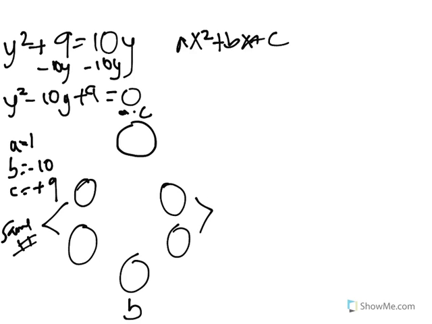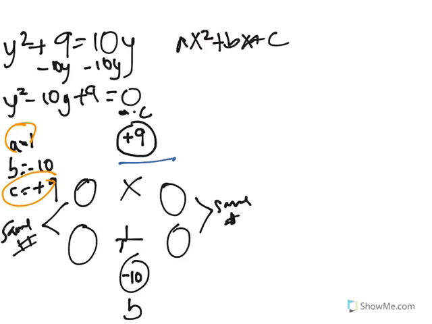Okay, great. So a times c is positive 9. So positive 9 is going to go up here. And then b is negative 10. So we're just going to put negative 10 down here. All right, so I'm going to start writing out the factors for positive 9 that when added equal negative 10.